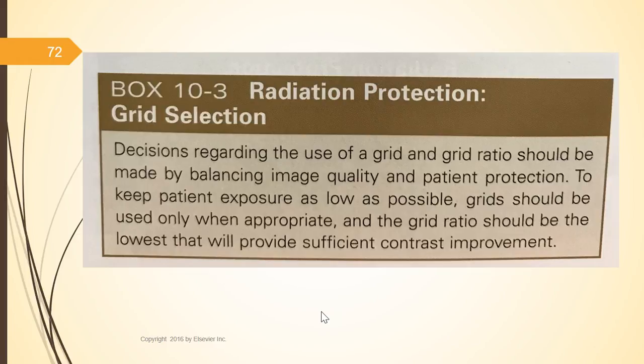And then decisions regarding the use of a grid and grid ratio should be made by balancing the image quality and patient protection. To keep your patient exposure as low as reasonably achievable, grids should be used only when appropriate, and that grid ratio should be the lowest that provides sufficient contrast. So we throw this in here because even using grids and changing those factors has to do with the bottom line of radiation protection, and that's what we're here for. Get a quality image without exposing your patient to more than they need.